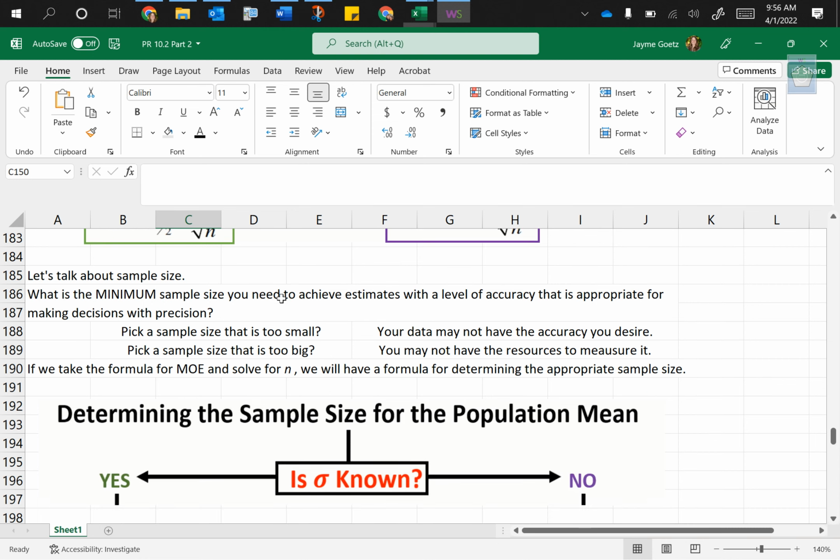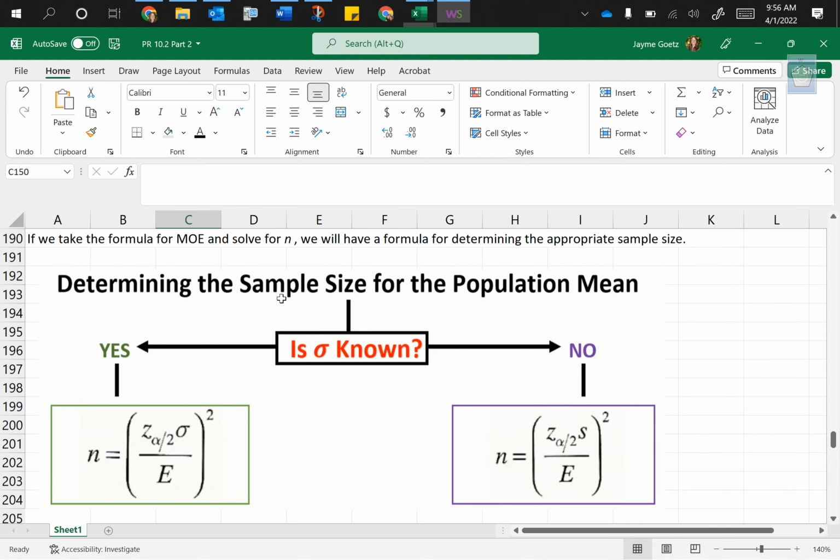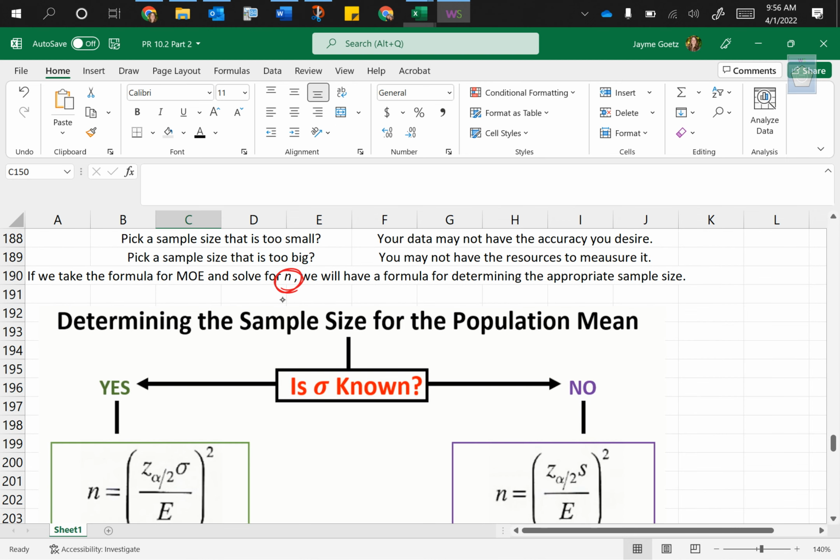If you pick a sample size that is too small, your data might not have the accuracy that you want. If you pick a sample size that is too big, you might not have the resources to measure it. So we have to find that sweet spot. If we take the formula for margin of error and solve for n, don't forget, n is your sample size, we have created a formula for determining the appropriate sample size.